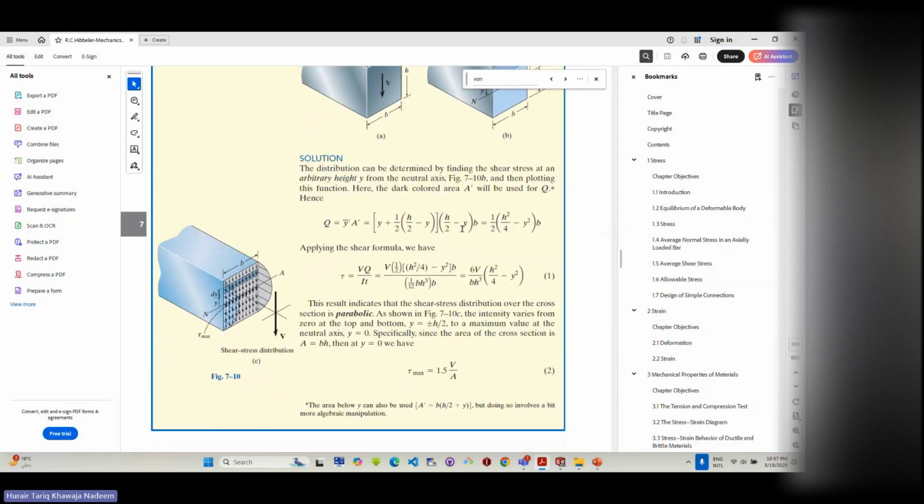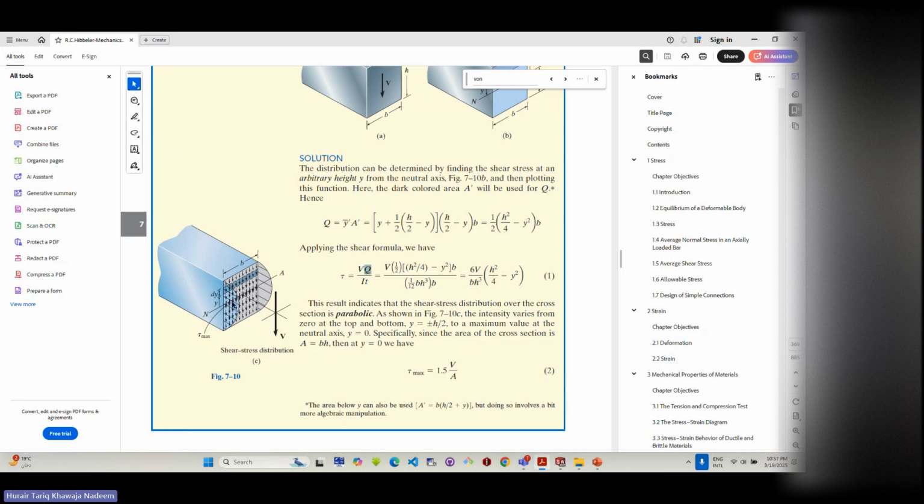There it is. This is one of the examples. Okay, tau equals VQ over IT. Remember this formula? Tau is what? The shear stress. So in the middle, you have a maximum shear stress. V is actually the shear force, the total shear force, which is 500. Okay, so it starts from 500, goes all the way to 0, and then goes to minus 500. Q is the area which you find out. And I is the second moment of area. T is the thickness, which is B.